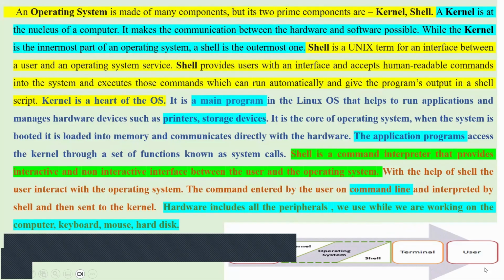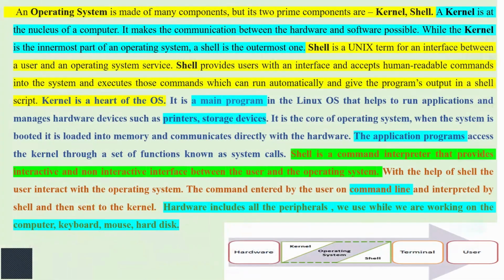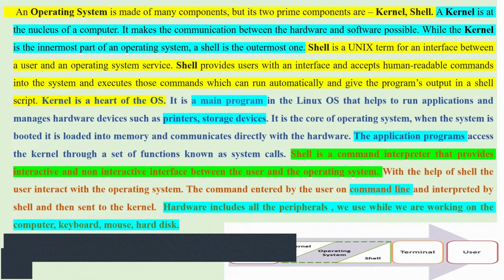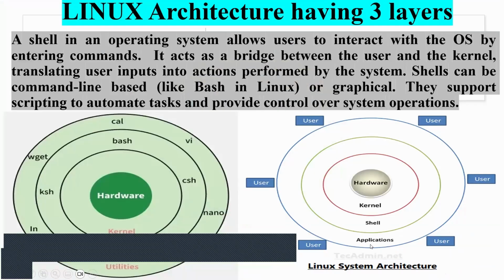So the kernel is the heart of the operating system, the main program in the Linux operating system that helps to run applications and manages hardware devices. When the system is booted, it is loaded into memory. The application programs, these are the application programs or utilities that we have here, communicate with it through what is known as a system call.